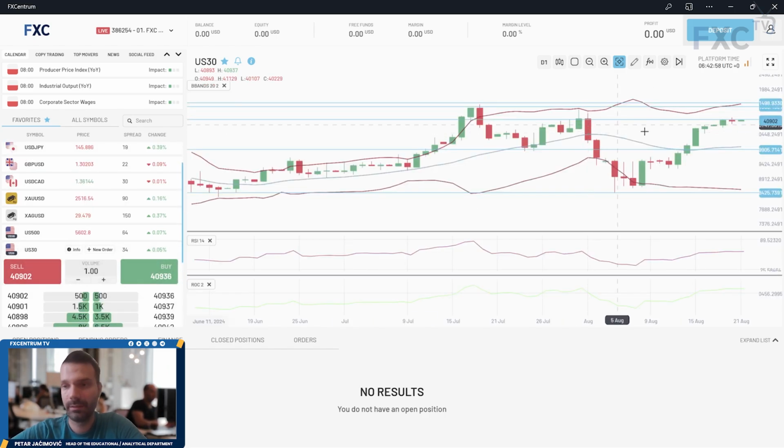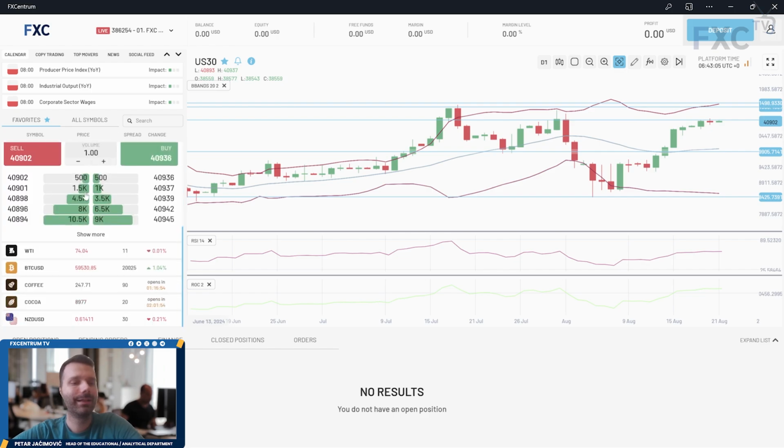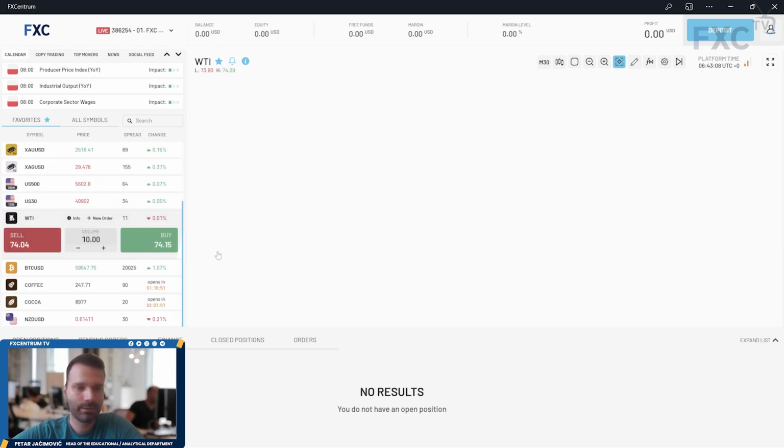On the US 30, a similar situation like the US 500, resistance is on the test. We still have potential for a little bit higher, and then the resistance will be there.